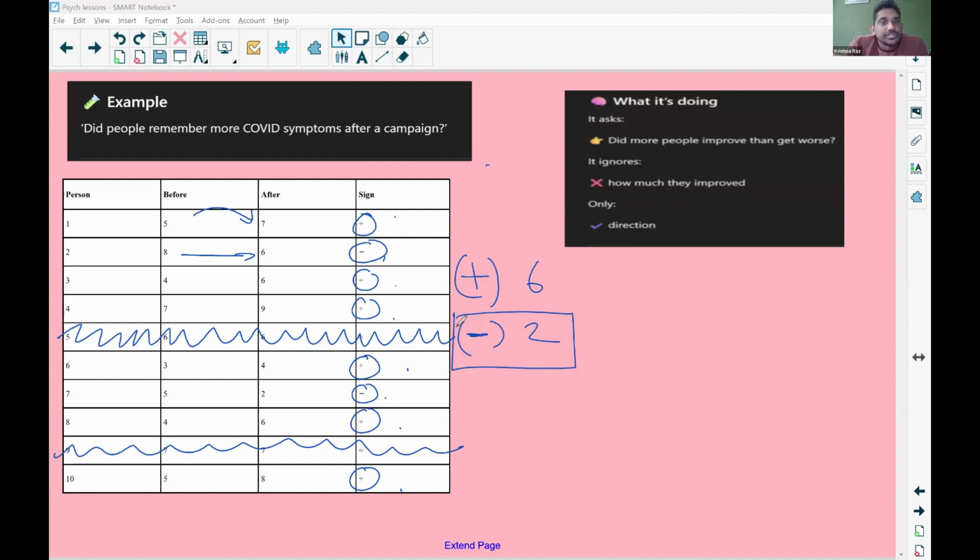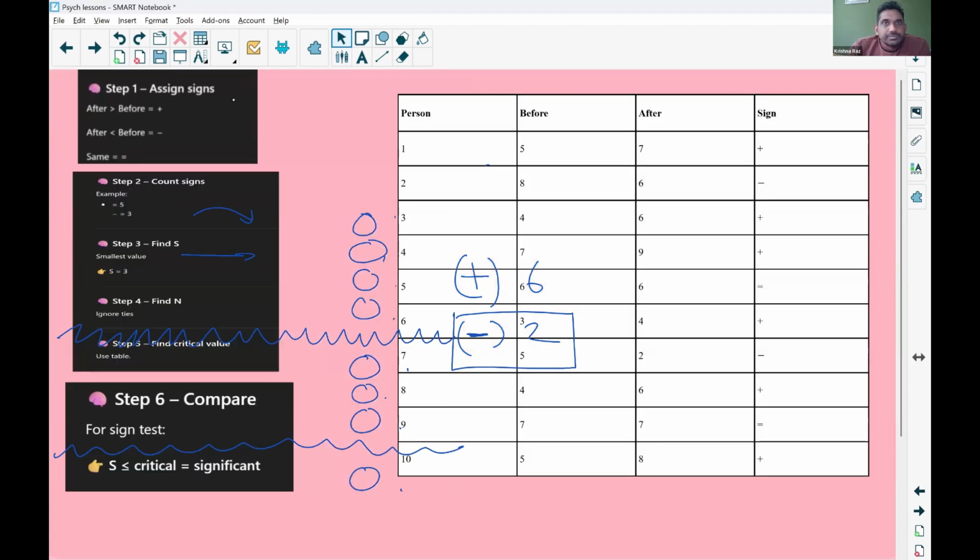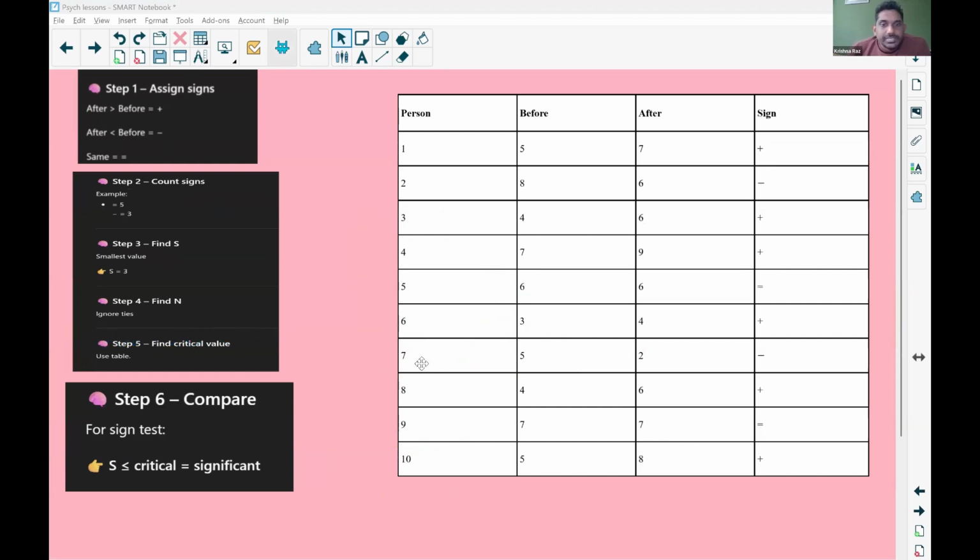And then that's what we're going to evaluate. Here the smaller of the results is negative, and that's 2. That's what we will then evaluate. So on the next page, we had 2 negative, 6 positive.